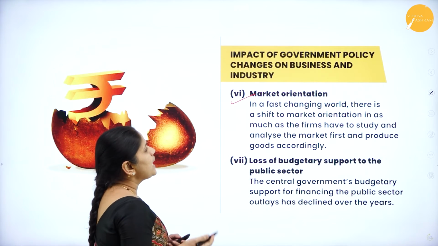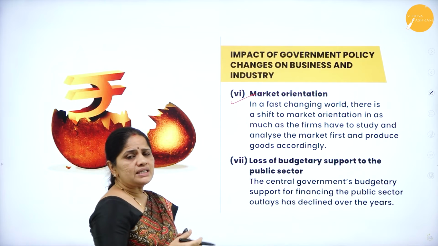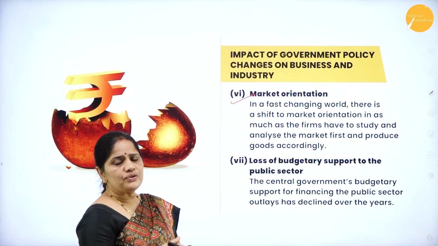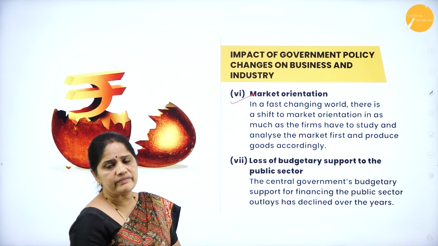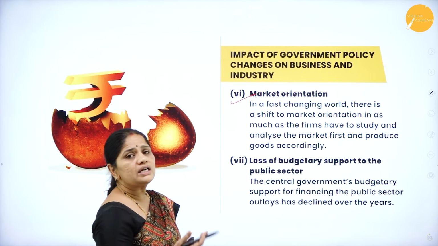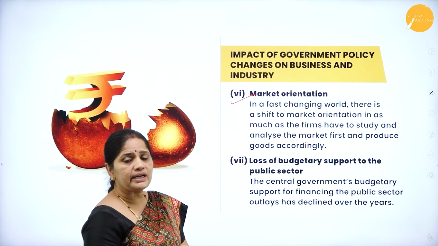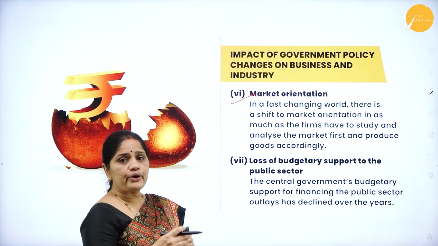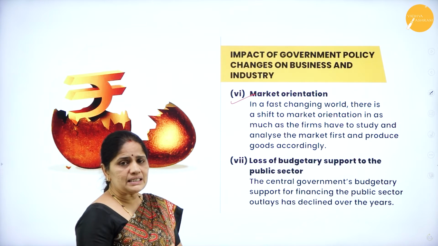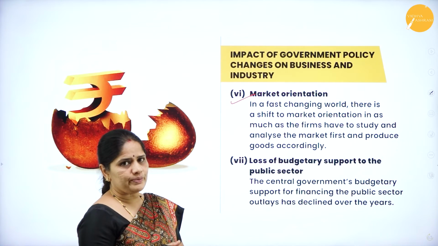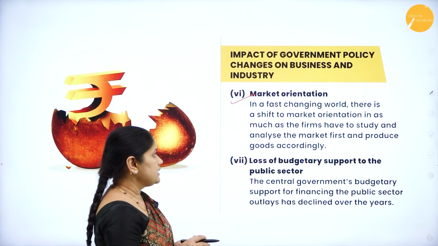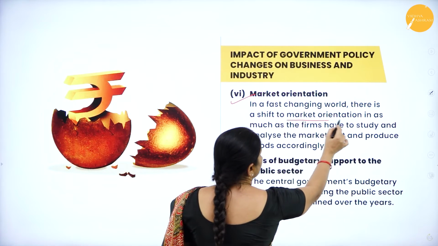Then the next impact is market orientation. What is this market orientation? Before 1991, before the industrial policy of 1991, it was the era of product orientation. What is product orientation? The companies used to produce a product first and then see that it is sold to the consumers. But after 1991, they shifted to market orientation.